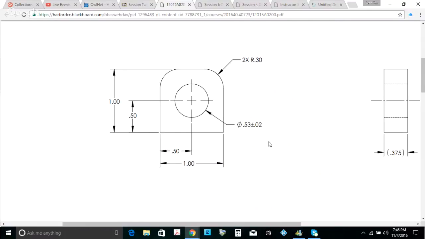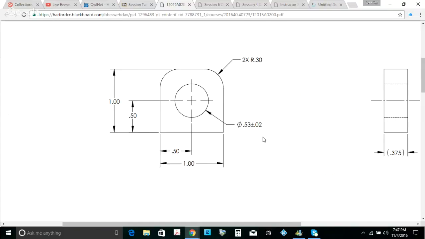In this particular case, you could do it a couple of different ways, but to get to 0.55, you'd have a diameter of 0.53 plus 0.02. That gets you to 0.55. To get you down to 0.51, diameter of 0.53 minus 0.02 gets you down to 0.51. Those are symmetrical, so you can use a plus minus bilateral tolerance.